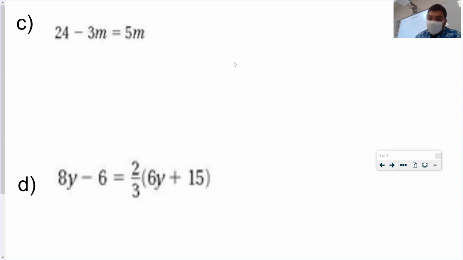So for C, I want you guys to try that. D, if you want to try that, that's fine, but I don't know the answer yet for D. But C, I know the answer, and I'd like to see if you get the right answer. Remember, it's 24 minus 3m.